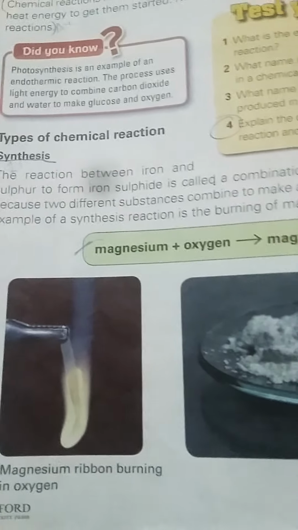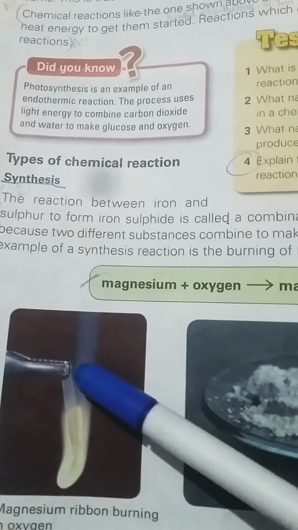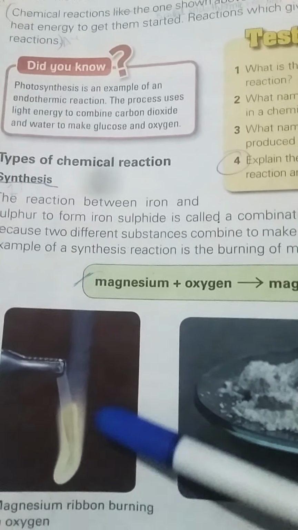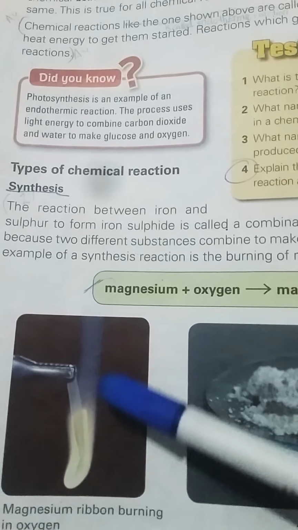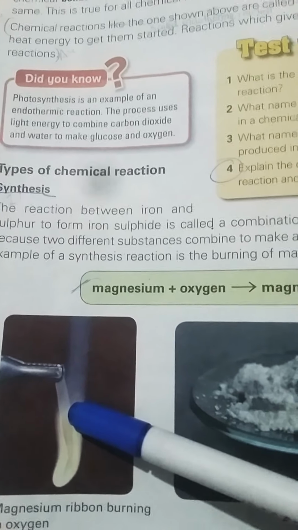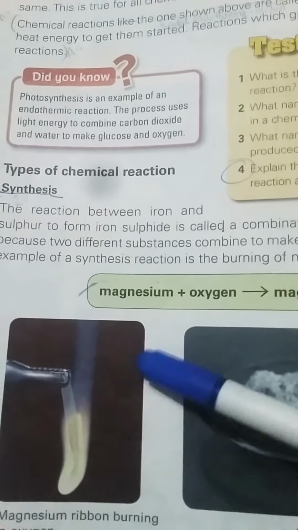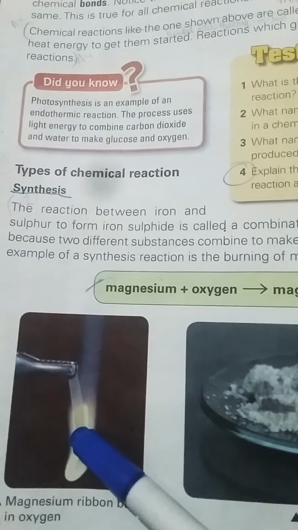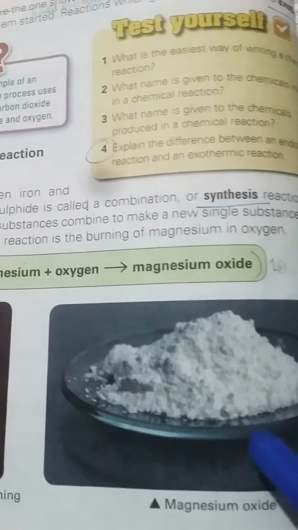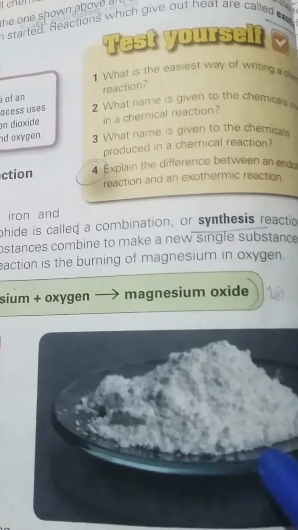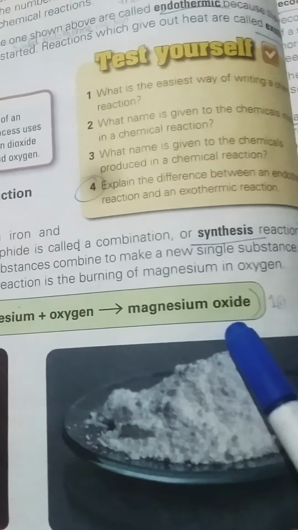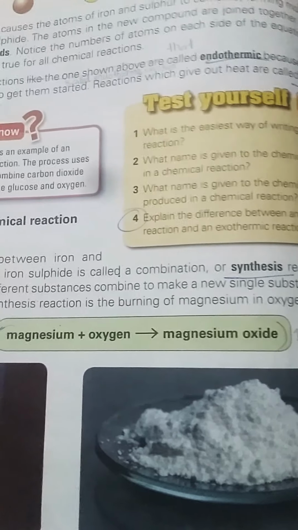And here in the diagram we have the magnesium ribbon. Magnesium ribbon is burned in the presence of oxygen. For example, if we burn the magnesium ribbon in air, then it will react with the oxygen of the air and form magnesium oxide. That is a totally new substance. Here is an equation shown: magnesium combined with oxygen forms magnesium oxide. Hope it is clear to you.